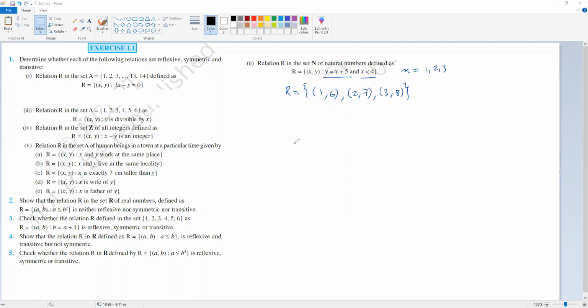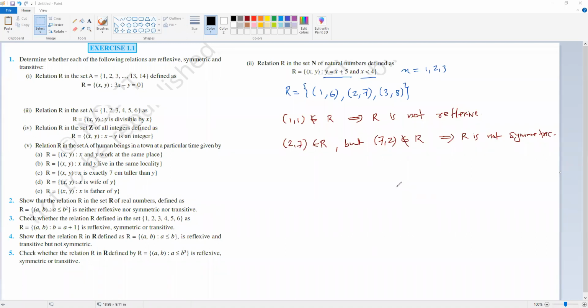ओके. So is it reflexive? Not reflexive, no, sir, because (1, 1) does not belong to R. So that implies R is not reflexive. Then सिमेट्रिक है क्या? नहीं, (2, 7) रिलेशन में है, but (7, 2) रिलेशन में नहीं है. That implies R is not symmetric.